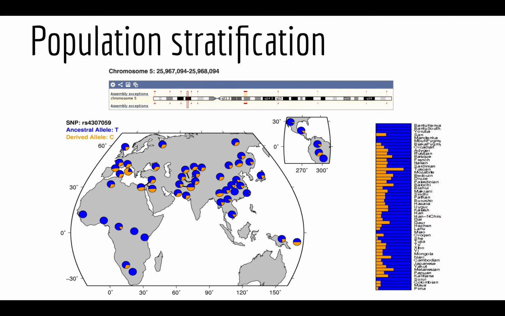So when we look at the same site in the genome, right now we're looking at chromosome 5, position 25,967,094. There are two different alleles in the population at this SNP, single nucleotide polymorphism. There's a C allele and a T allele. The T allele is predicted to be the ancestral allele, so it's common to both chimp and human, probably in our common ancestor.